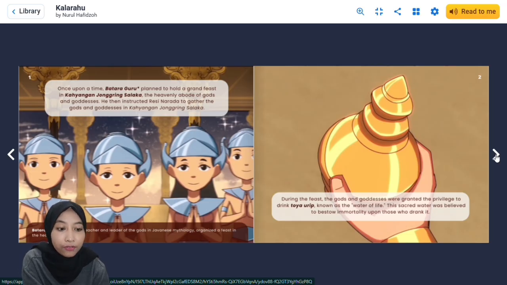Next, during the feast, the gods and goddesses were granted the privilege to drink Toya Urip, known as the water of life. This sacred water was believed to bestow immortality upon those who drank it.